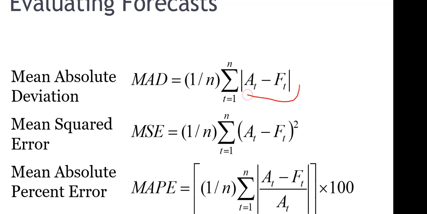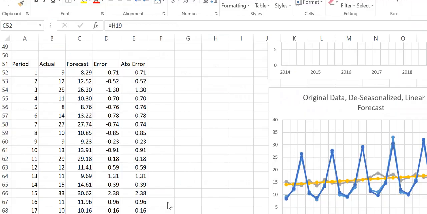In every period, we take the actual minus the forecast. For the MAD, we take the absolute value and sum them up and divide by the number. That's just taking the average of those values. For the mean squared error, we take the errors and square them and take the average. For the MAPE, the mean absolute percentage error, find that error, divide by the actual to get the percentage error, and then take the absolute value and take the average and then multiply by 100, so you get a number like 62.5% average error.